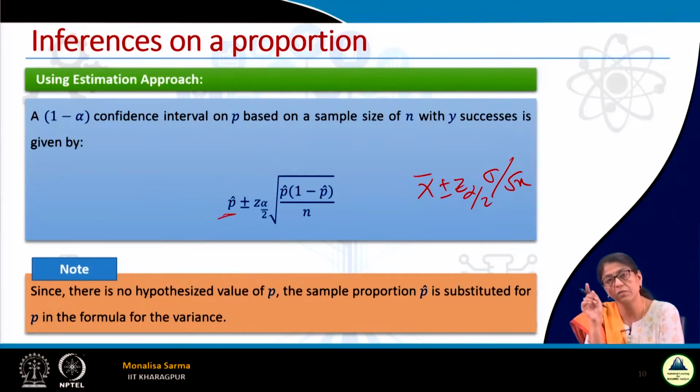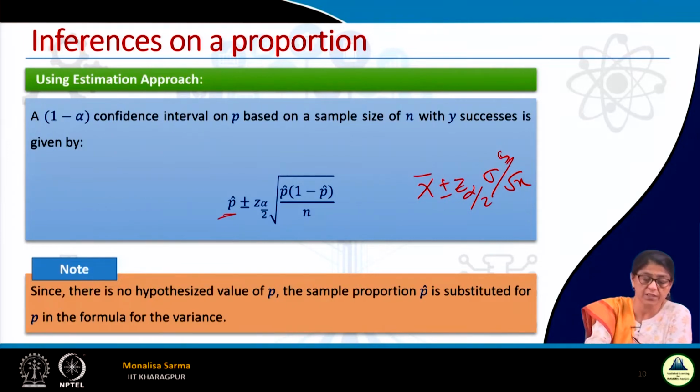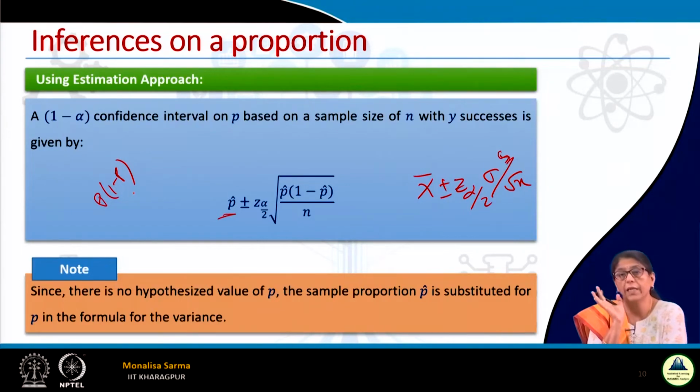Remember, sigma is the population standard deviation. When the population standard deviation is not known to us, we use the t distribution. In the case of the t distribution, instead of sigma we had s, that is the standard deviation of the sample. Here, similarly, the standard deviation of the population is the square root of p into 1 minus p. But if we don't know the hypothesized value, what is the p of the population, then what will we use? Like for the t distribution we use s.